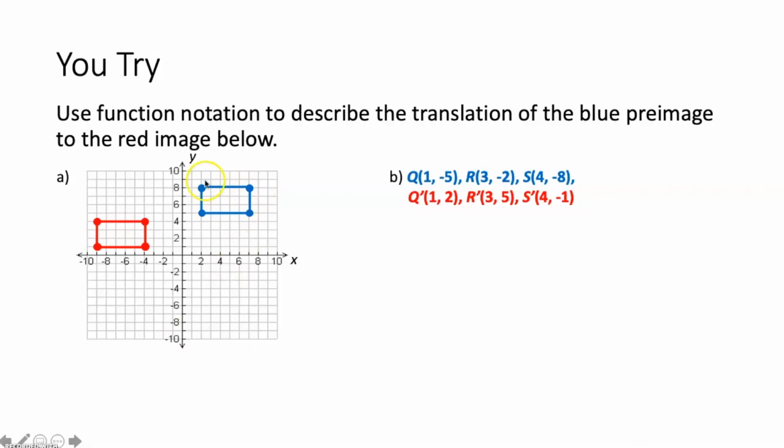Okay, doing the same thing here. We're going from our blue pre-image to our red image, and we want to use the function notation to figure out how do we get from here to here. Well, we start by figuring out what our coordinates are in our pre-image and our image.